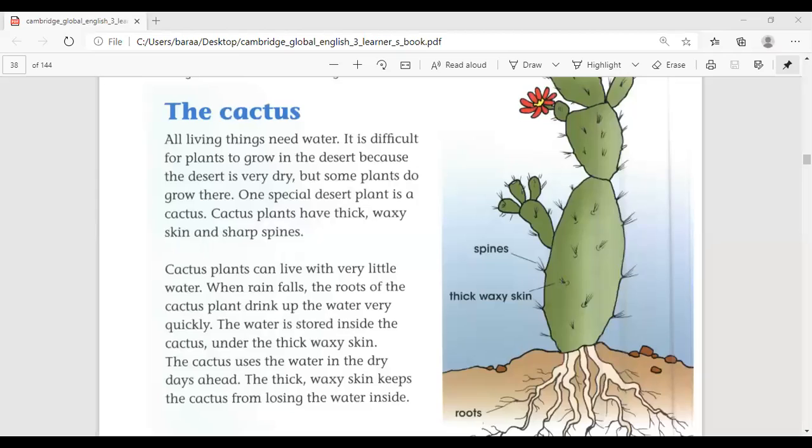Hello everybody, our lesson for today is about what? About one of the desert plants, the cactus. This passage is about the cactus's main parts and how they help the cactus adapt to the desert. So before reading this passage, please listen to this video with me.